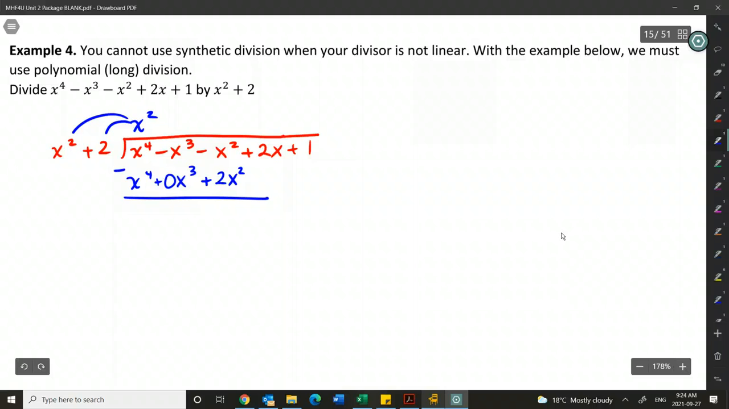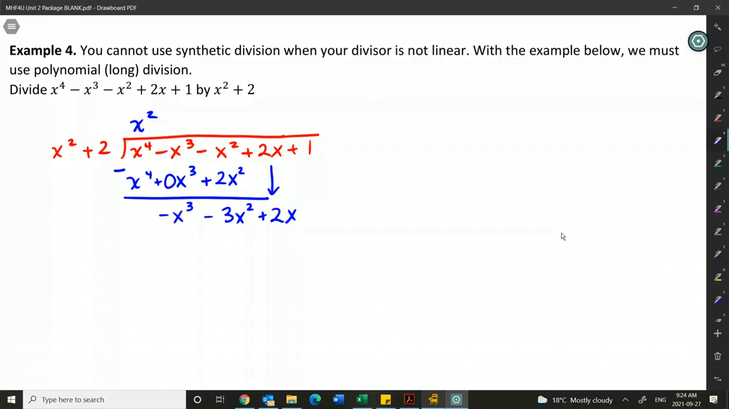And we subtract. Okay, so x to the 4 minus x to the 4, 0. Negative x cubed minus 0 is just negative x cubed, so that will stay. Negative x squared minus 2x squared, negative 3x squared. Drop the next term. Okay, so a lot of times in these ones we're dealing with sort of like 3 terms at once in our expressions here.